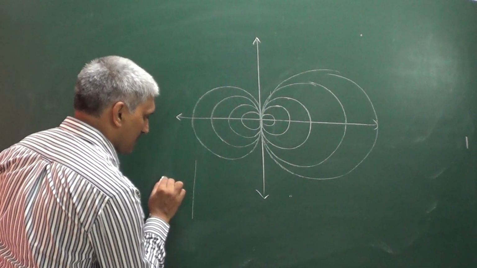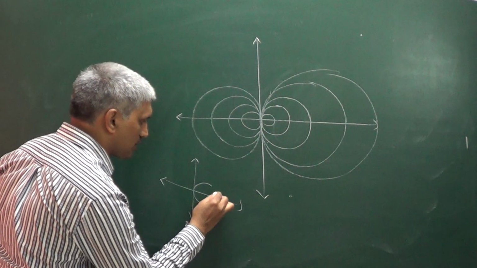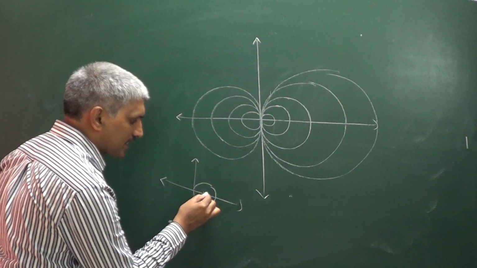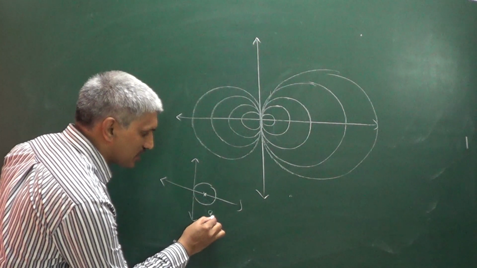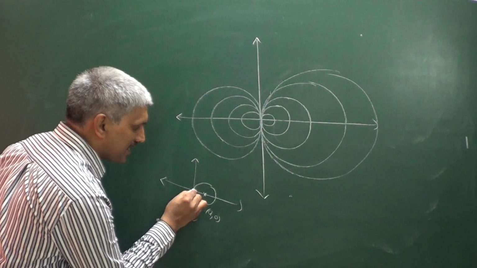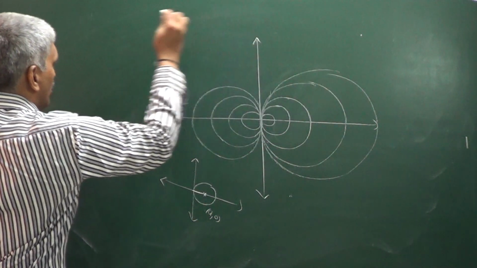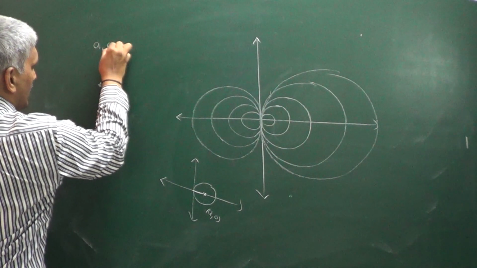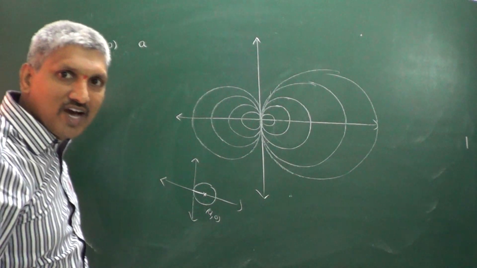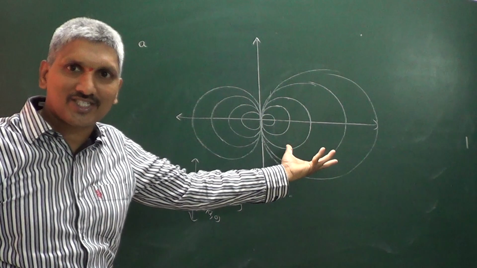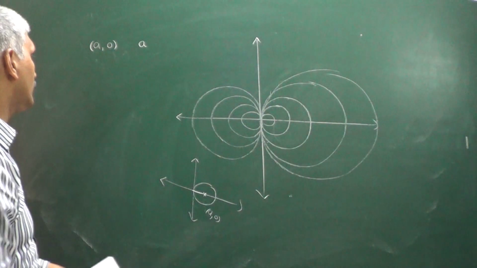Observe here, a circle touching the y-axis at origin. The center must be on the x-axis. If you take the center as (a, 0), then the radius is also a. That's why for all these families of circles with center (a, 0), the radius is equal to a. For different values of a, you will get different circles. So for this family of circles, we have to find the differential equation.